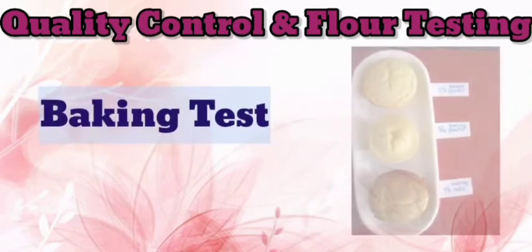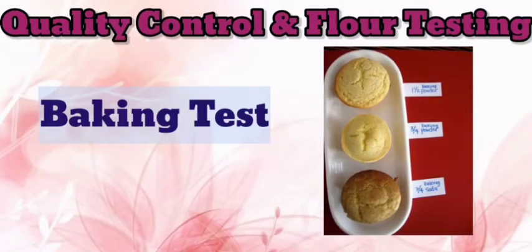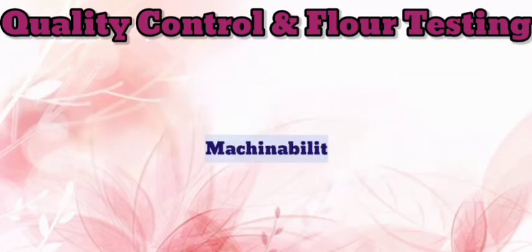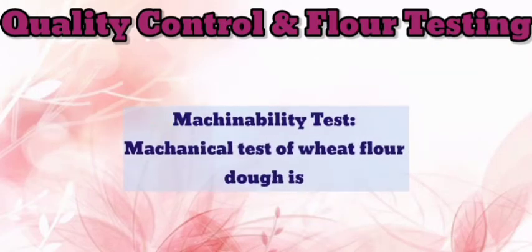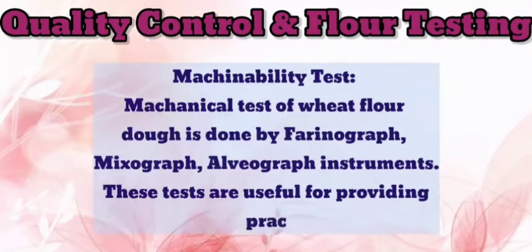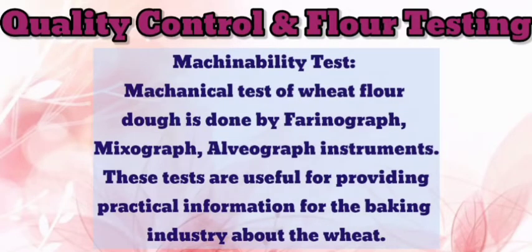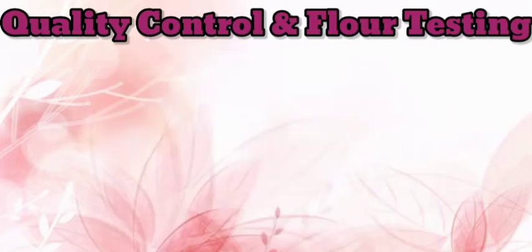Baking test. Baking test is done by evaluating the balance between gluten strength and dough extensibility during processing. The fermentation process at different conditions. The effect of using additives, sensory attributes of the baked goods. Machinability test. Mechanical test of wheat flour dough is done by farinograph, extensograph, mixograph, and alveograph instruments. These tests are useful for providing practical information for the baking industry about the wheat.